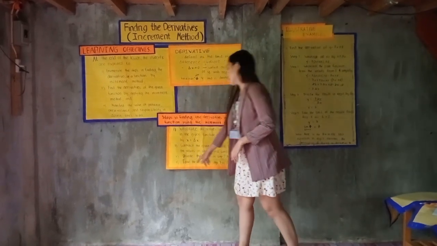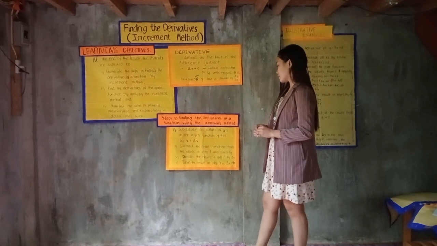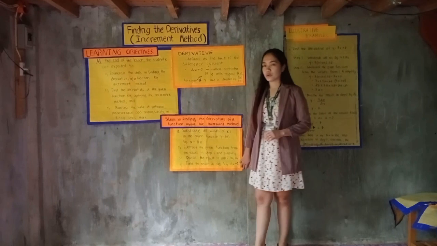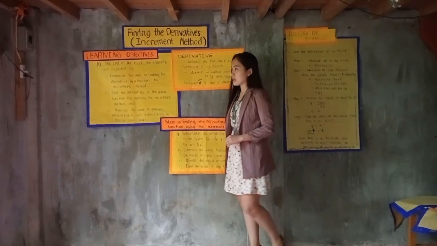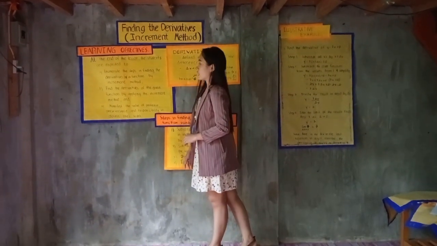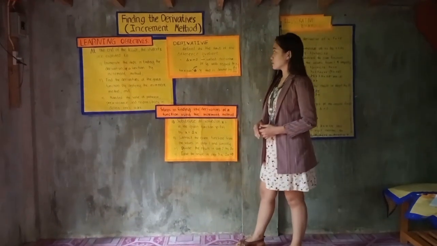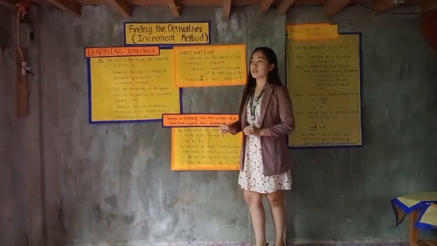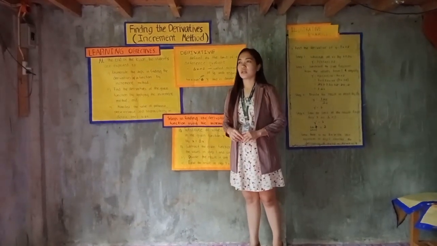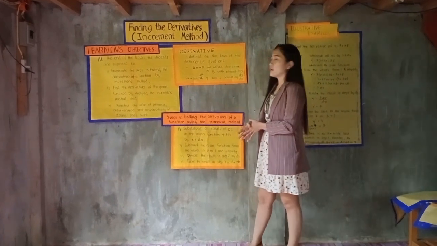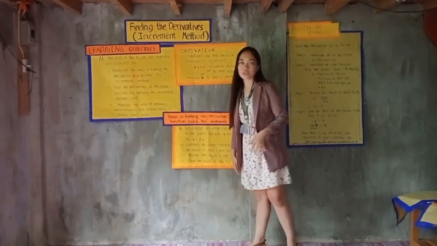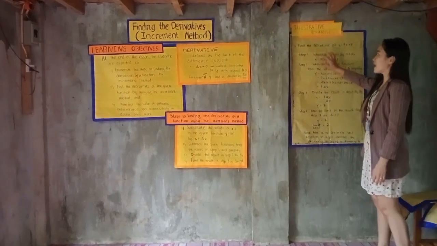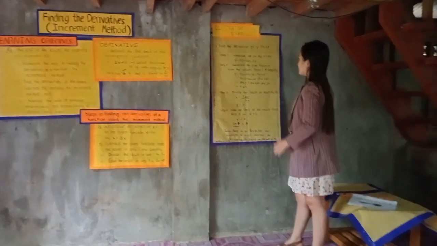And number 4, which is the last step, is to take the limit of the result in step 3 as delta x approaches 0. So, dito na natin i-apply yung limit of function or yung concept of limit, yung sabi kanina sa definition na in finding the derivative using the increment method, i-apply natin yung concept ni limit. So, para mas maintindihan natin, we have here an illustrative example.